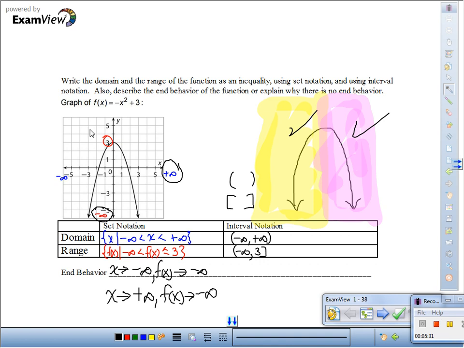Do we have to worry about the 3 or anything like that? No, they're just talking about the end behavior. What is it doing towards the end? Okay, let's go to number 2.